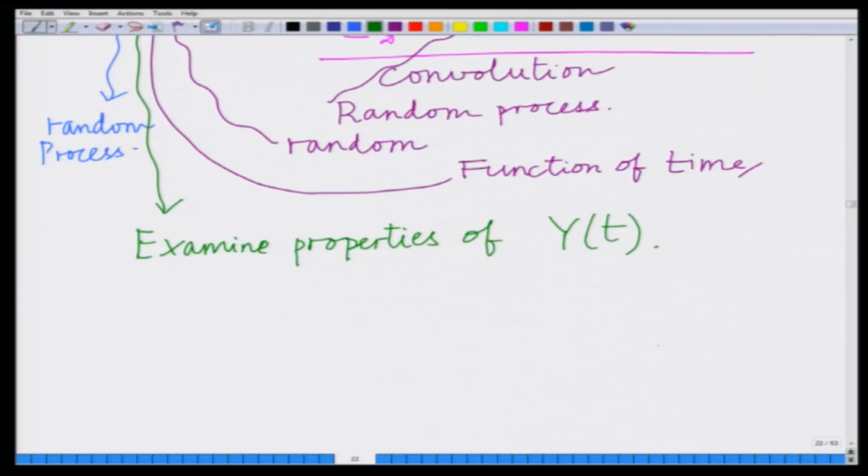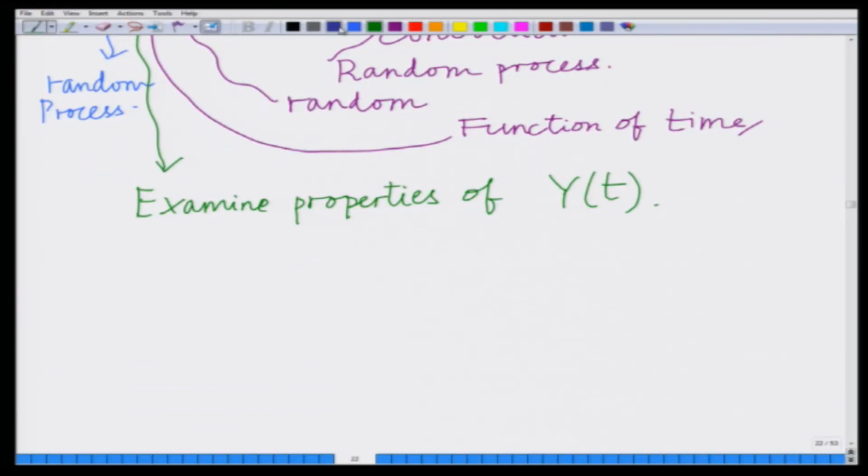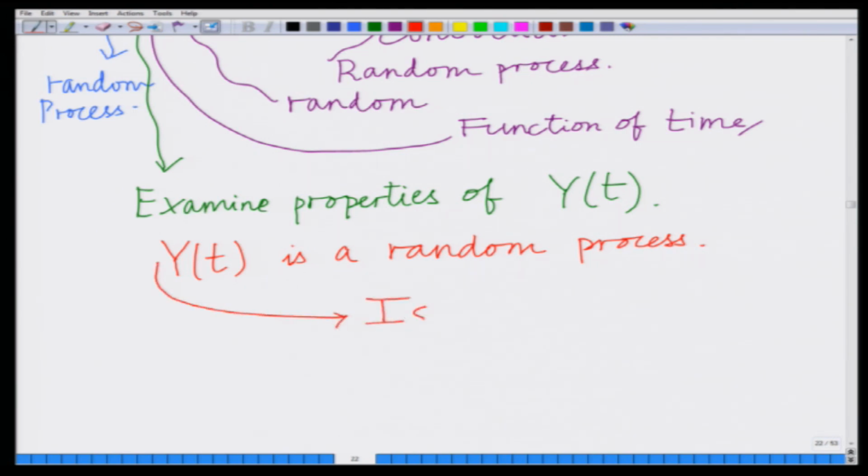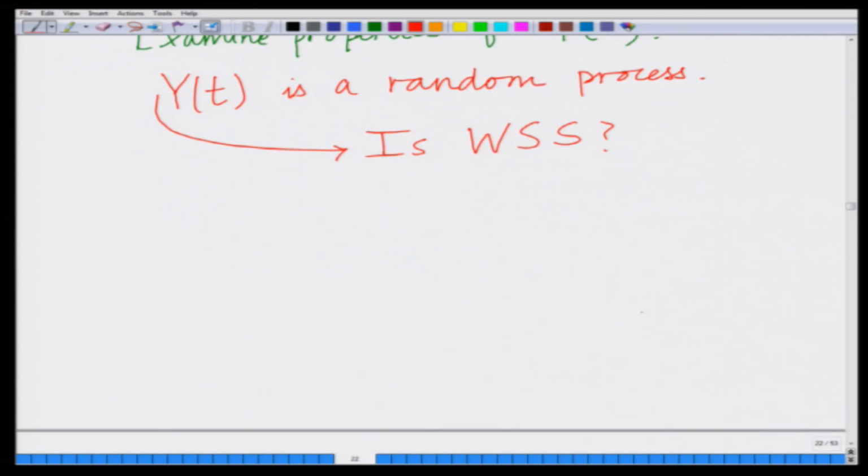So, now let us examine y of t. First, we have shown that y of t is a random process because it is a function of time. And now we would like to ask the question, is y of t wide-sense stationary, is it WSS? So, let us start with the mean or average of y of t.